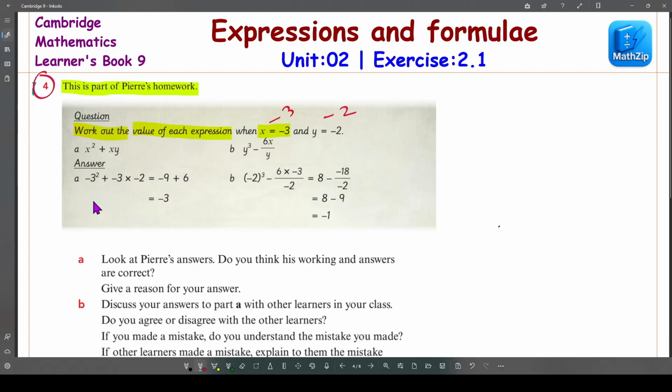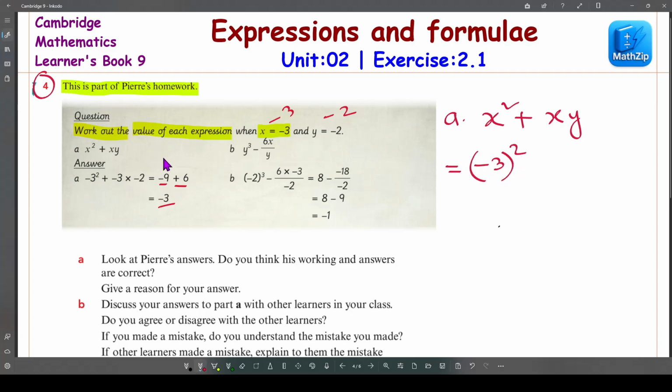Perrier tried to solve this one. He wrote minus 3 square plus minus 3 times minus 2, and he wrote minus 9 plus 6, result is minus 3. But look, first we have to try ourselves. Number A, x square plus xy. X means minus 3 and whole square.